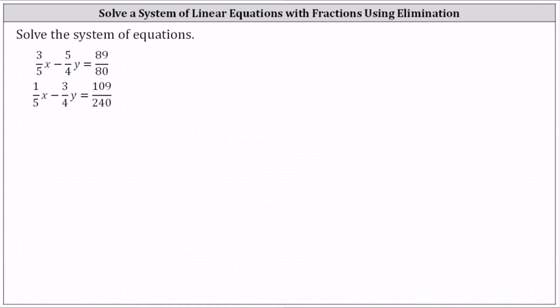We want to solve the system of linear equations. Notice both equations involve fractions, and therefore for the first step, we will eliminate the fractions from each equation by multiplying each equation by the least common denominator, which is the least common multiple of the denominators.